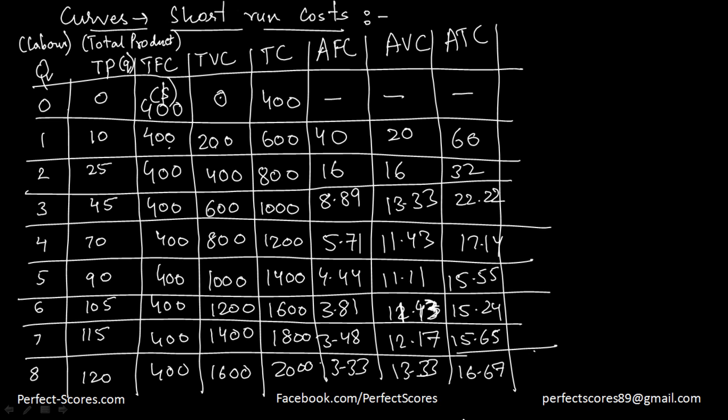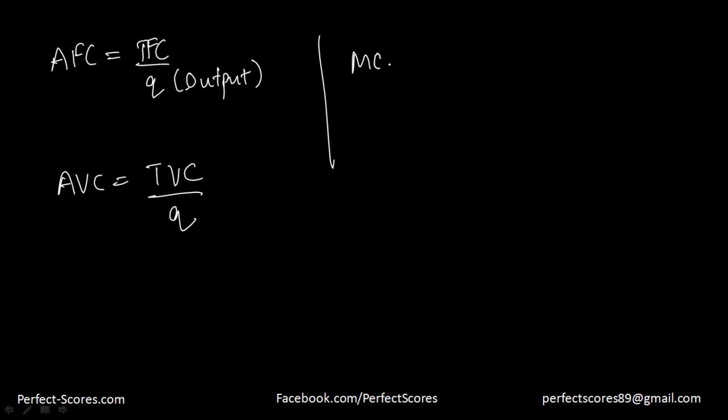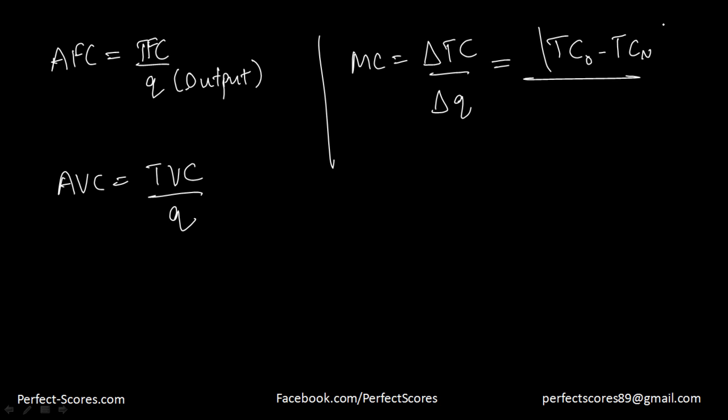Right? Now the last thing left is actually marginal cost. Now what is marginal cost? Marginal cost is actually equal to the change in total cost divided by the change in quantity. That is the total cost old minus the total cost new, just have to take the positive, divided by the change in the quantity, right? So let's actually go ahead and see.